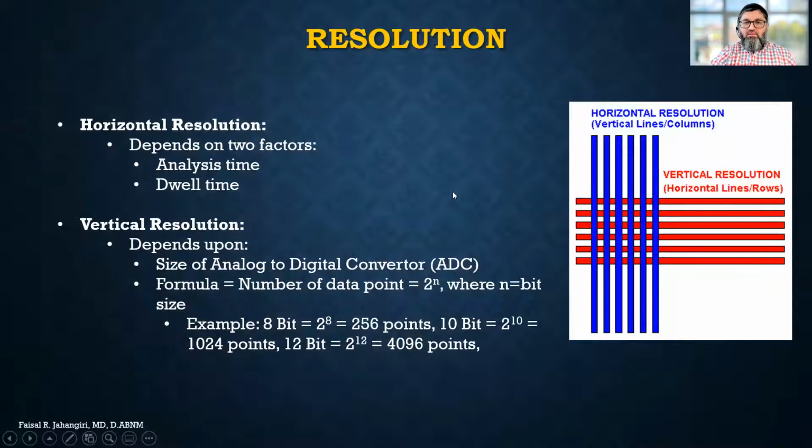So for any system, we need to have a good resolution, and there are two components of resolution of the screen or of the signal. We have a horizontal resolution and we have a vertical resolution. So what depends on these resolutions? The horizontal resolution is made of vertical columns. If you look at the picture, the blue columns, they are vertical lines. They represent the horizontal resolution. Those lines are not going up and down, so we are counting them going from left to right.